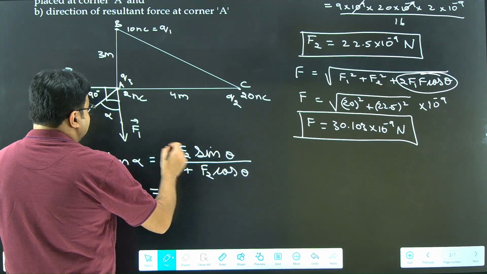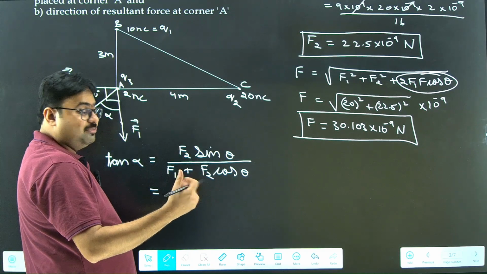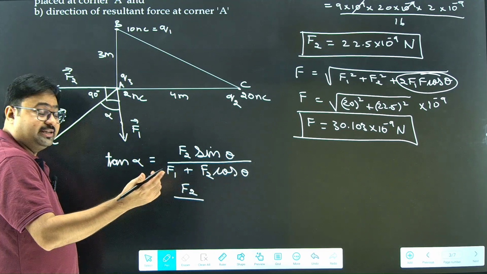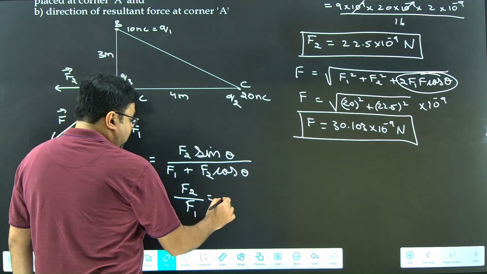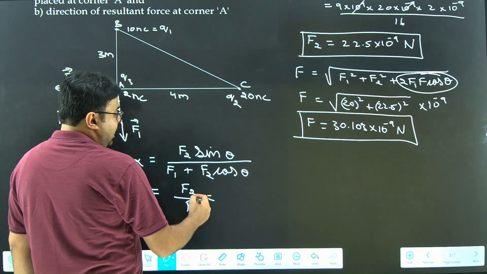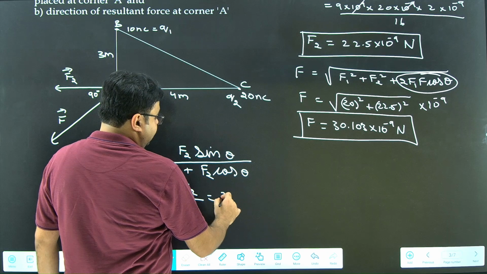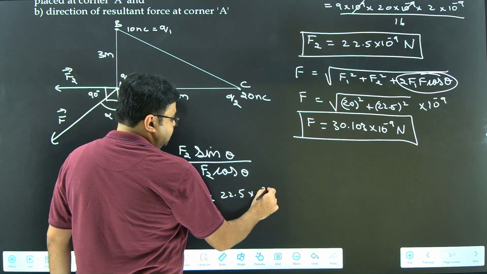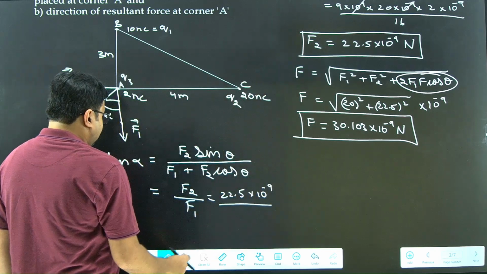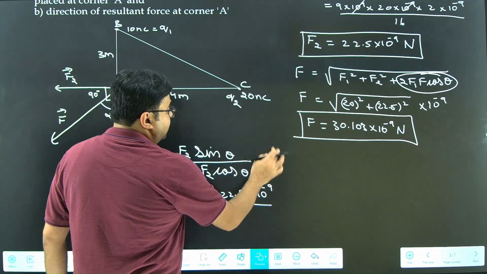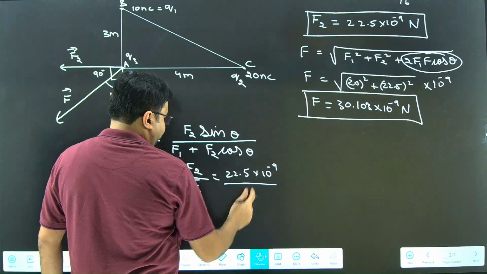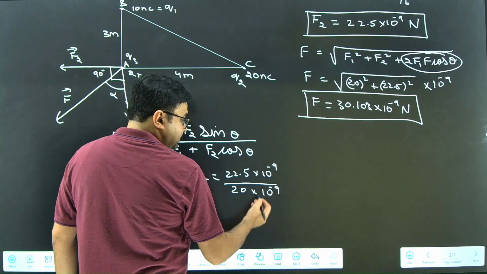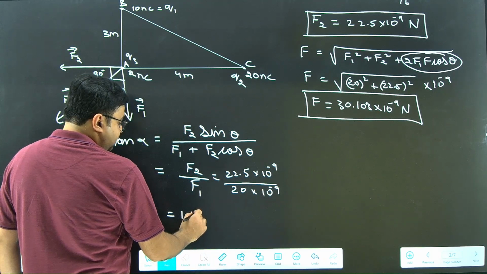So we have sin 90, theta is anyway 90. Sin 90, my dear friends, is 1. So you get f2 divided by cos 90 is 0. So you have f1. What is this ratio, by the way? This ratio happens to be f2, which is 22.5 into 10 to the minus 9, divided by f1, which was 20 into 10 to the power of minus 9. This turns out to be 1.125.